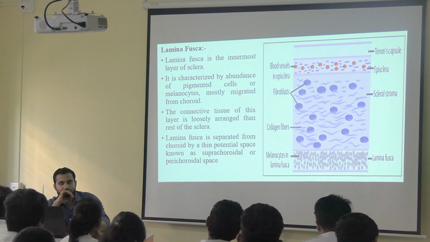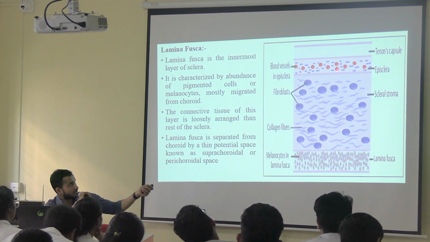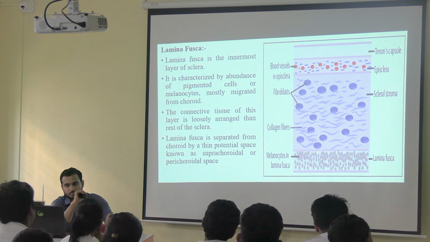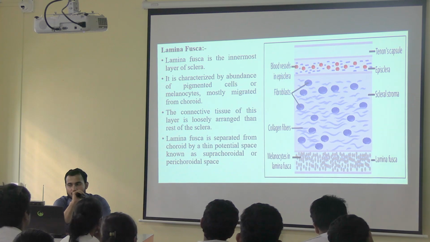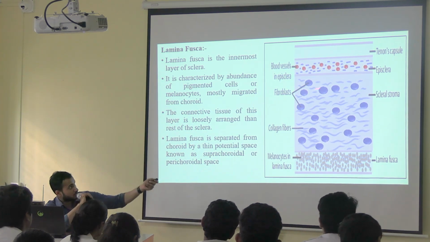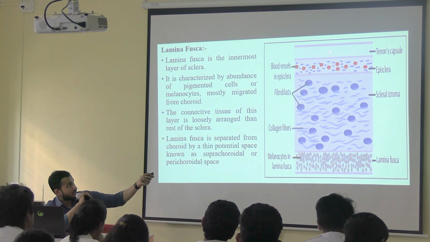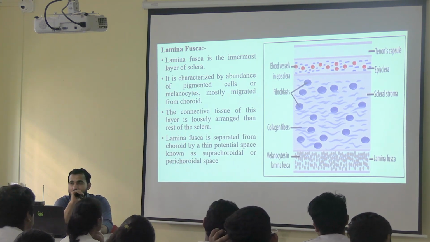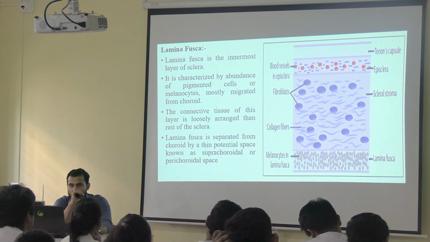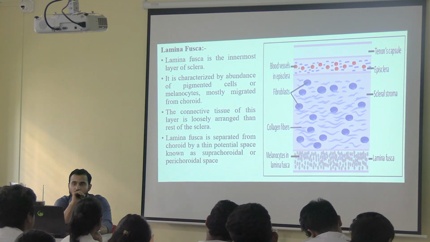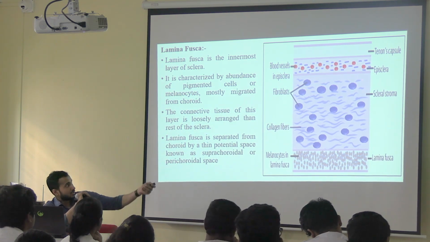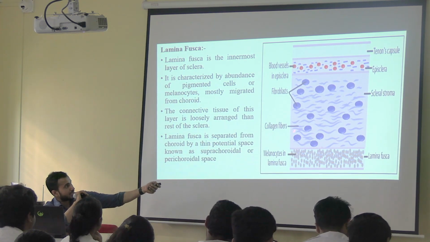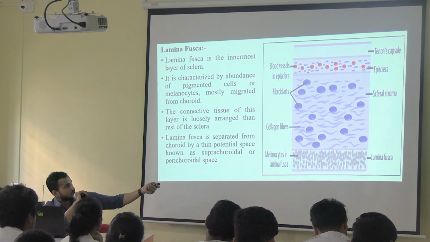Now here is the diagram. If you see the diagram, you can see all three layers of the sclera. First you can see the episclera, this is the episclera just below the Tenon's capsule. And as I mentioned, the episclera is a vascularized layer where connective tissue is also present. Next, most of the thickness of the sclera is made up of the stroma.